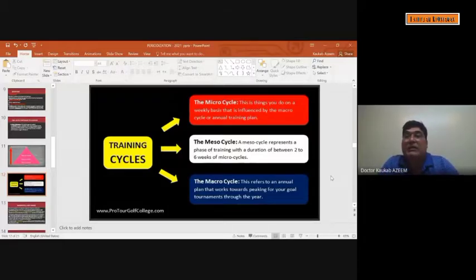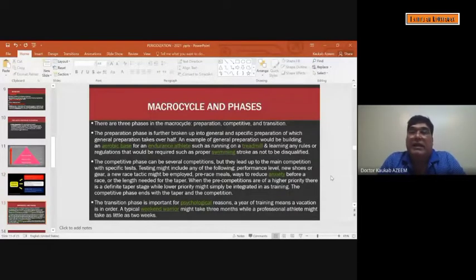training cycles. Microcycles, these things you do on a weekly basis, are influenced by the macrocycle or annual training plan. The mesocycle represents a phase of training with a duration of between 2 to 6 weeks of microcycles. The macrocycle refers to an annual plan that works towards peaking for your goal tournaments throughout the year. Macrocycles and phases. There are 3 phases in a macrocycle. Macro means big, whole year: preparation, competitive, and transition.